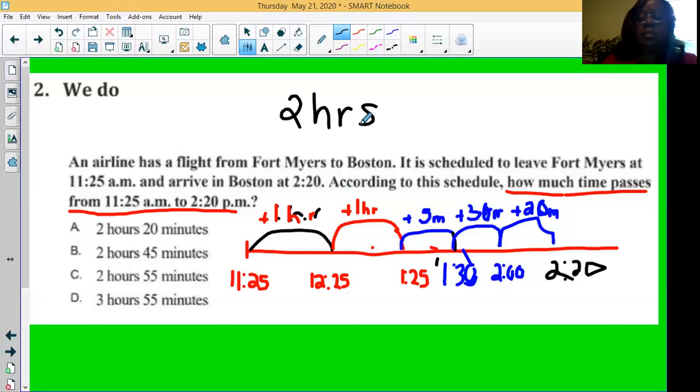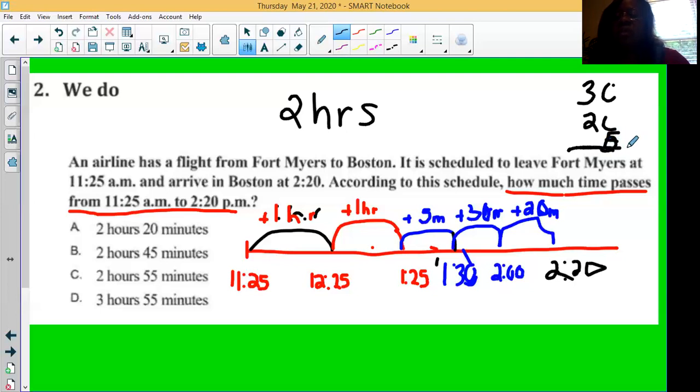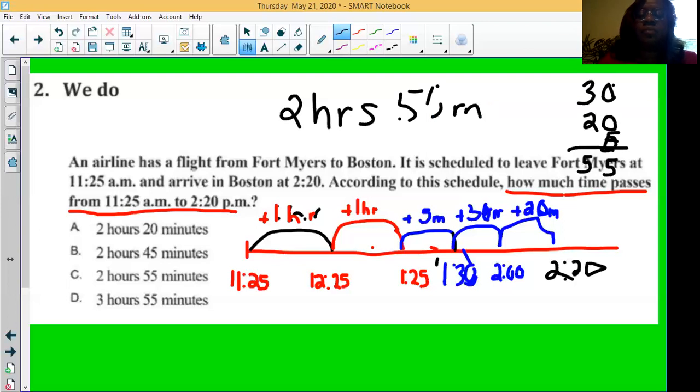Then I have 30 minutes, 20 minutes, and 5. So if I add that up, 30 plus 20 plus 5, I get 55. And I know you could do this in your head. You probably didn't even need to add this up over here. Just do it in your head because you're just that smart. So 0 and 5 gives me the 5, and 2 plus 3 gives me 5. So there's my 2 hours and 55 minutes. So my answer choice would be C. So I'll pause right there and let you catch up. If you need additional time, just pause your computer, okay?